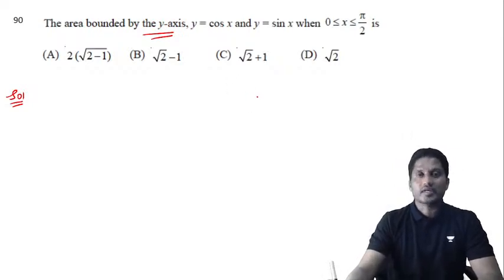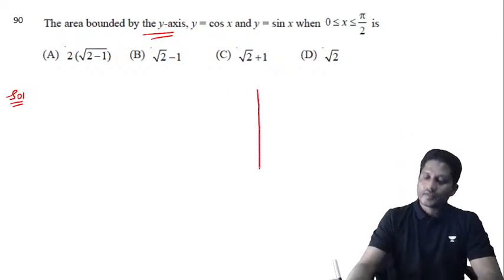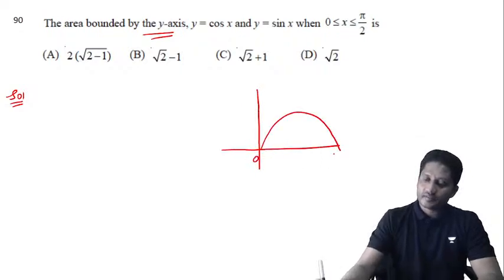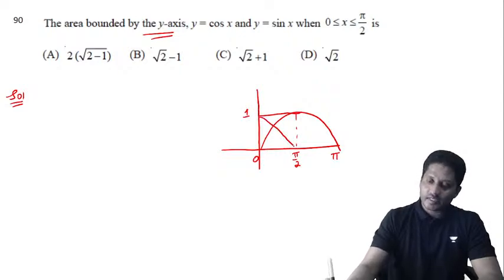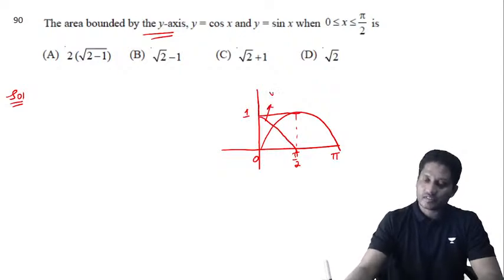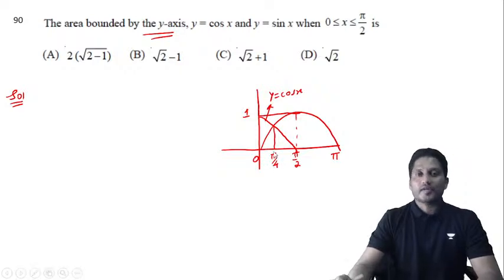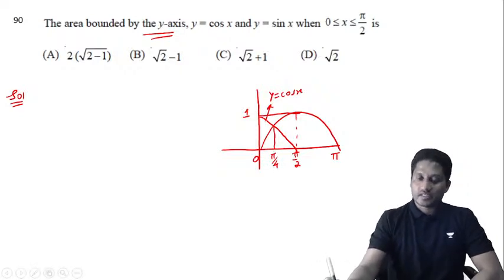Okay, let's plot the graph of sin x. Okay, this is the graph of sin x, right? So this is 0 to pi. Maximum value of sin x is 1. This is sin x graph. Cos 0 is 1. Cos 90 is 0. This is y is equal to cos x. Sin and cos will cut at 45, right? Now I'm supposed to find out area bounded by cos x and sin x by y-axis. That is this area.